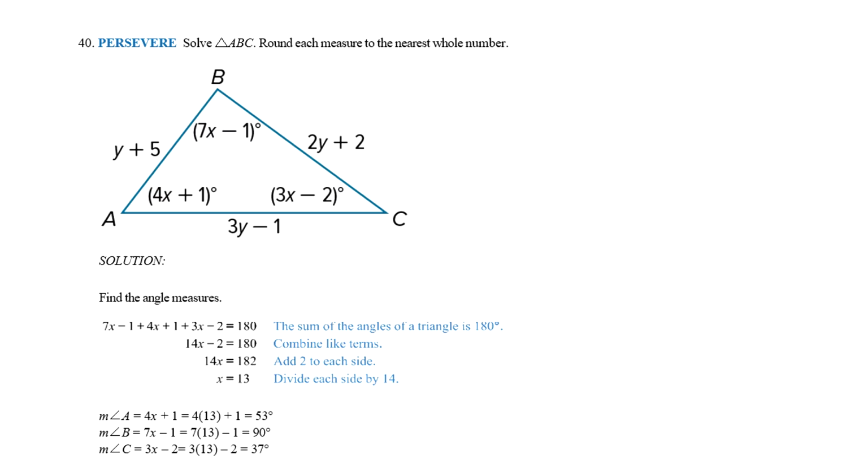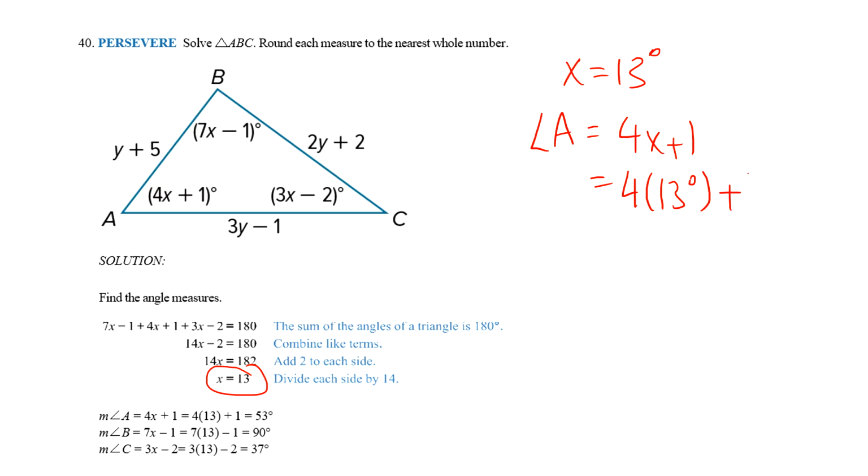So if we solve for x correctly, as you see here, our value of x will come out to be 13. So x is 13. Now you can find all the three angles. So angle A is going to be 4x plus 1. You plug in place of x the value 13. So this whole is going to be coming out to be 53 degrees. That's the value of angle A.